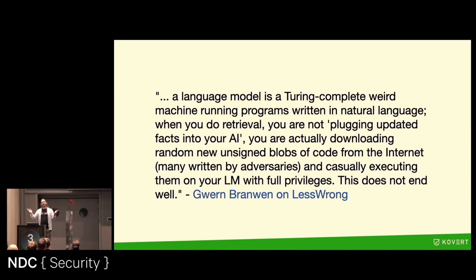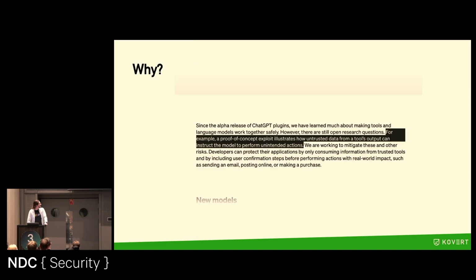And so the point here is that whenever you're prompting a model, you're not just giving it information, because anything that's going into a model is also kind of executable code. Whenever you tell a language model to do something, it will often try to do that, right? It's taking the information and it's also taking actions based on that information. So as Branwen says, you're not just doing retrieval. You're running unsigned code on your language model. So let's look at some attacks.